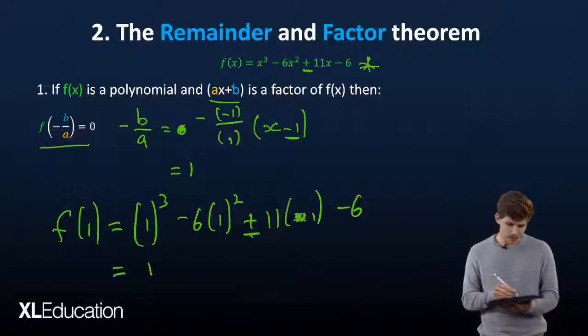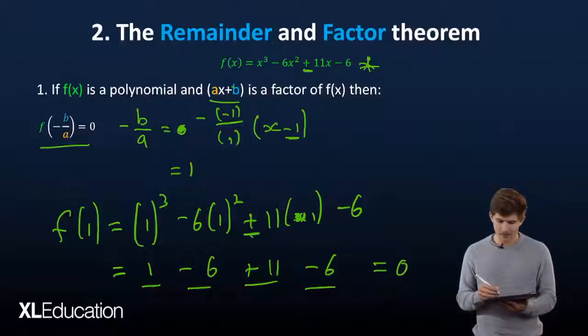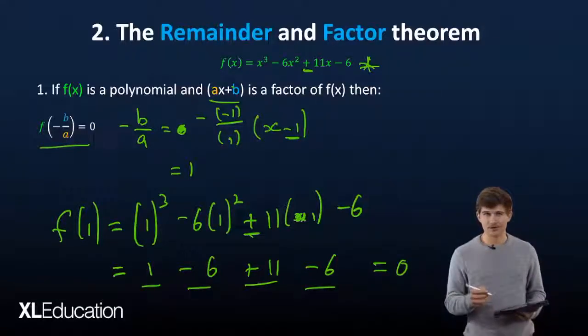So this gives us 1 minus 6 plus 11 minus 6. So this plus this is 12, and that minus 6 means that it's 0. Therefore, at the end of the day, x minus 1 is in fact a factor, as we saw earlier.